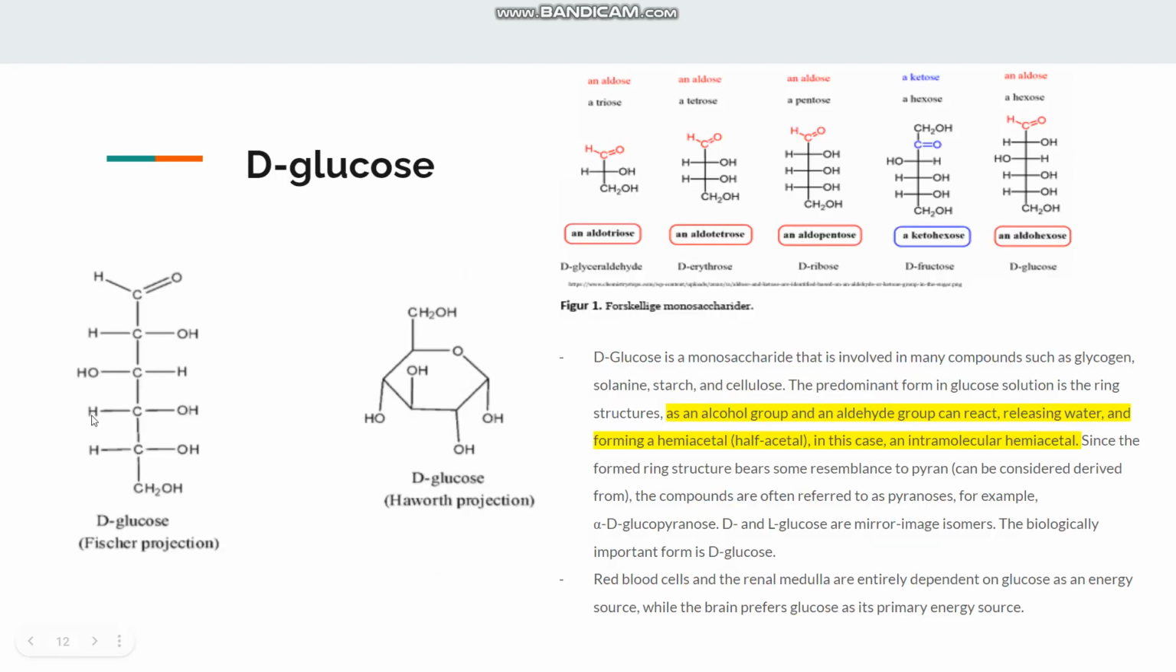So let's look a little bit at D-glucose. We have the Fischer projection and the more stable form here, the Haworth projection. The Haworth projection is due to a nucleophilic attack from the OH to the C in the carbonyl. And of course, you can also name this an aldohexose because you have 6 carbons, so hexose. And it's an aldehyde, so we say it's an aldohexose.